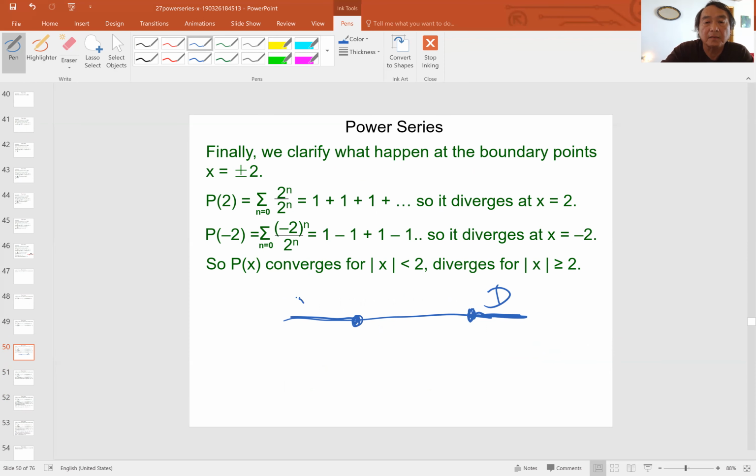It diverges outside, and in the middle it converges absolutely, from -2 to 2. Let me put it this way.